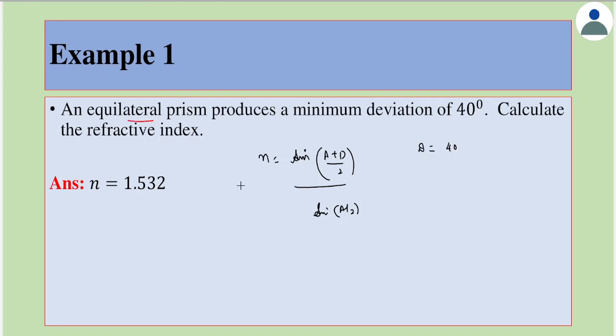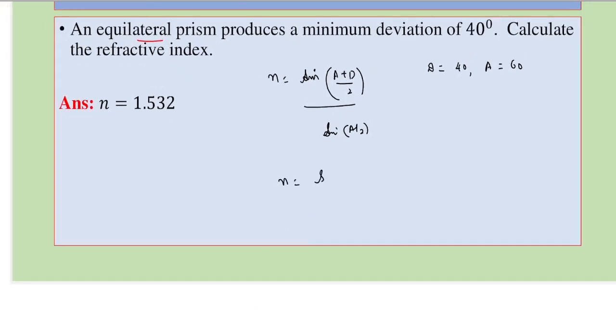Remember that for a prism, its cross section would be a triangle. In this case, since the question says it is an equilateral prism, it would mean that all angles are 60 degrees, out of which one angle, which is the angle between the two refracting faces, was called the angle of prism, and that was called A. So in this case, this A is equal to 60 degrees.